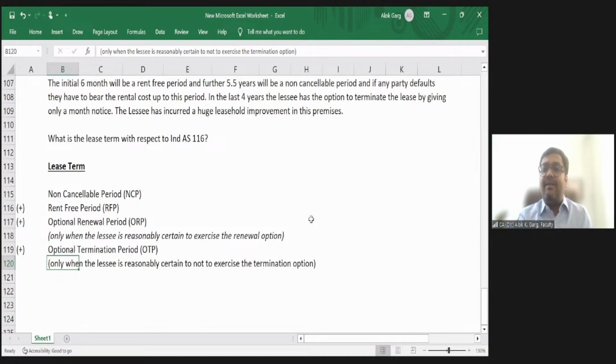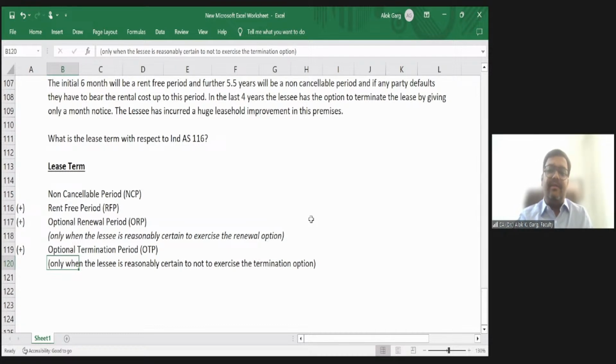In this case, the optional renewal period is not mentioned in the contract. Okay, let's say the optional termination period. In this case, the option for termination is 4 years. Okay, after 6 years, you can walk away from the contract. There is no penalty. There is nothing which has to be paid. But the question is today whether you need to capitalize this right of use asset for 10 year or 6 year. The question is that.